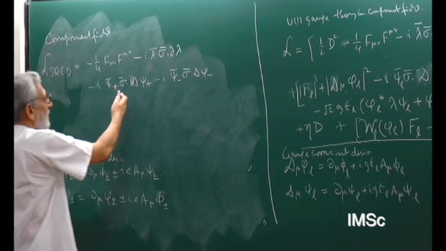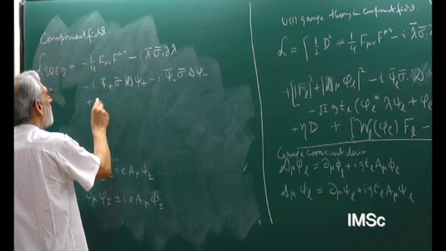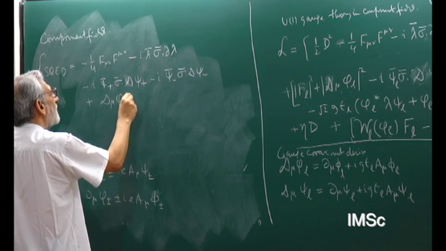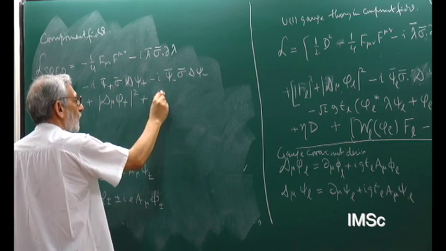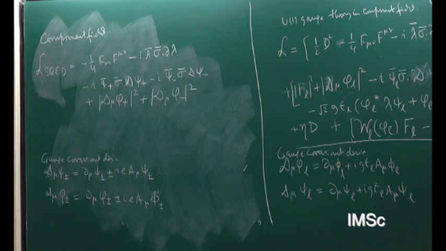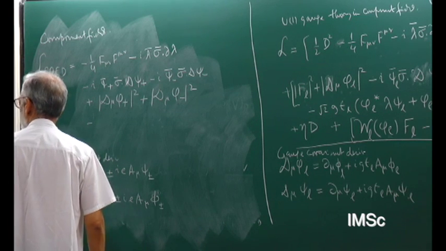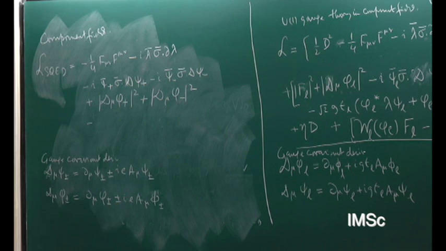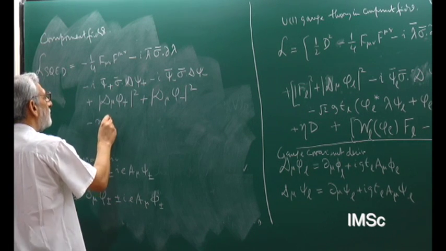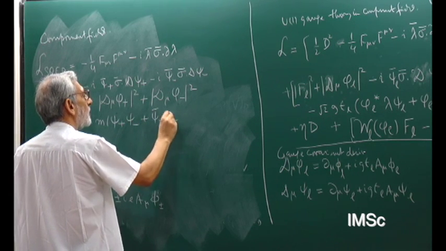So that is the kinetic energy piece for these objects, plus the mod square of the covariant derivative of phi plus and the mod square of the covariant derivative of phi minus. That is the kinetic energy for phi plus and phi minus. Then there is the mass term which comes from the superpotential. The mass term is m psi plus psi minus plus psi plus bar psi minus bar.